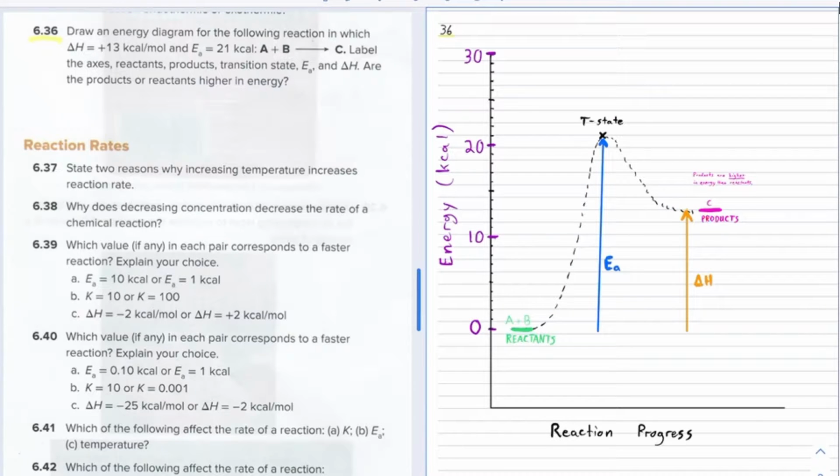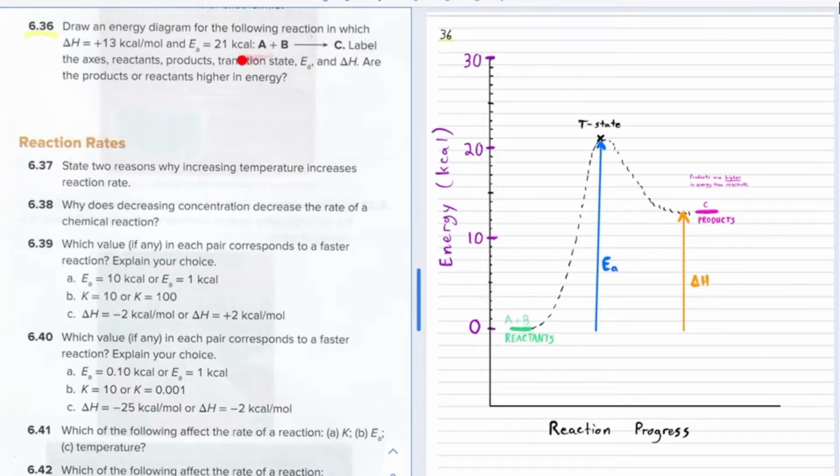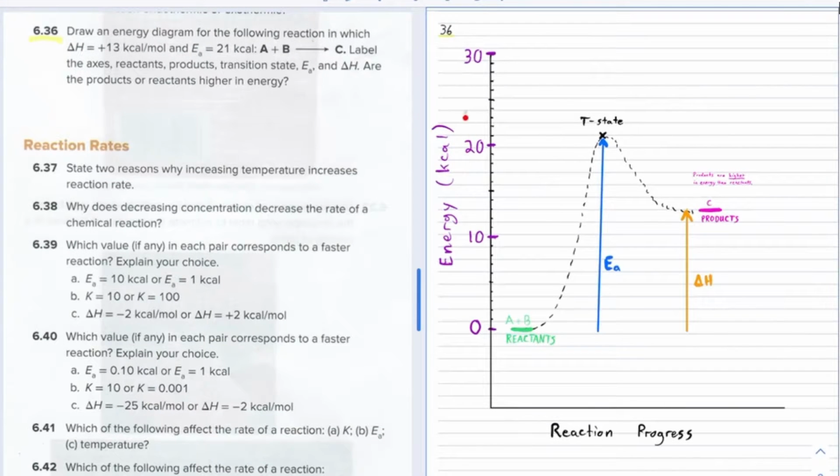All right. And we're asked to label the axes, reactants, products, transition state, EA, and delta H. So we already labeled the axes, energy and reaction progress. The reactants are over here, what you start with. The products are over there. The transition state, that's the top of the hill. The EA, that's the difference in energy between reactants and the top of the hill. And the delta H, that's the difference in energy between the reactants and the products.